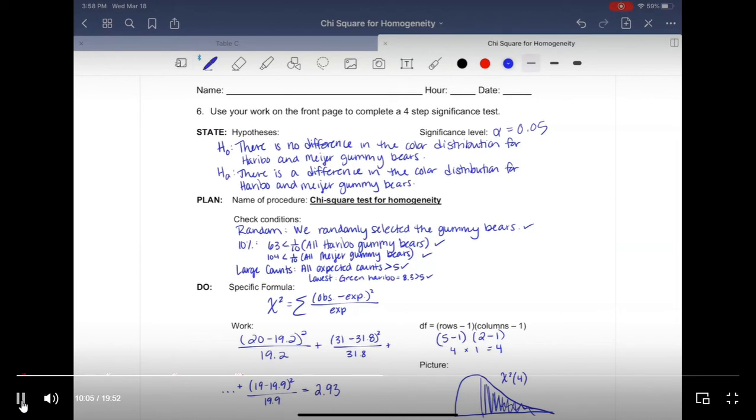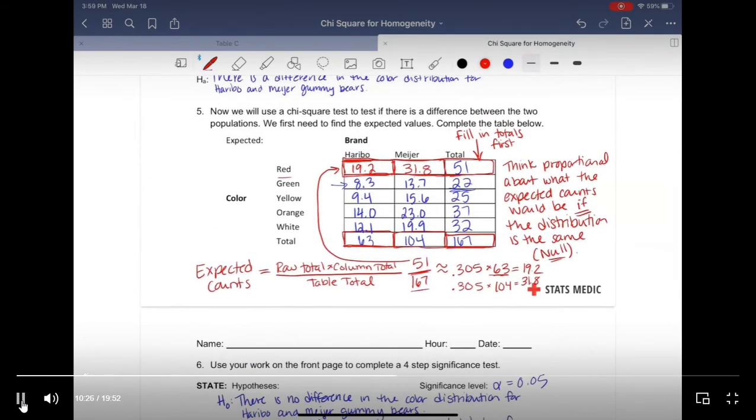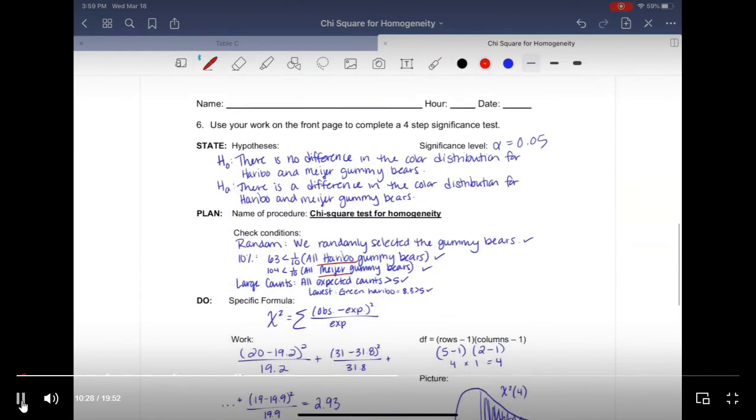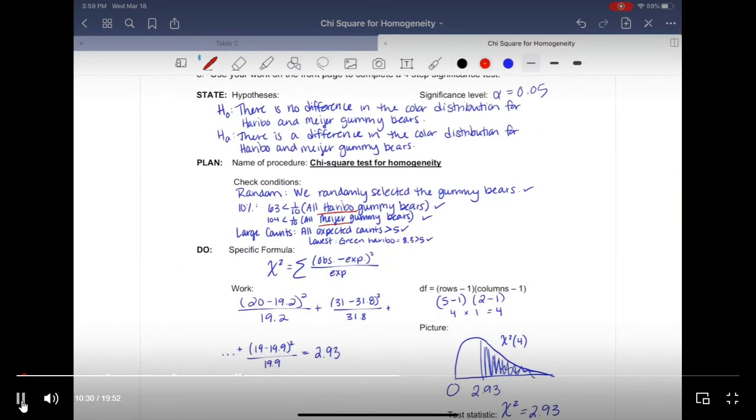And then we'll check conditions. So again, it's random, 10%, and large counts. What I do want to point out here is make sure that you are checking the 10% condition for both populations, so for the Haribo gummy bears and for the Meyer gummy bears. So you do need to check it twice. On the large counts, because we already calculated all of them up here, I don't want to re-copy all of them down. So what I did is I just put all expected counts greater than 5 and then showed my lowest one, which was 8.3, and that was from the green Haribo expected counts.